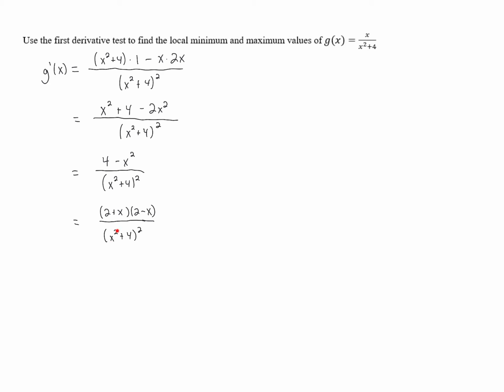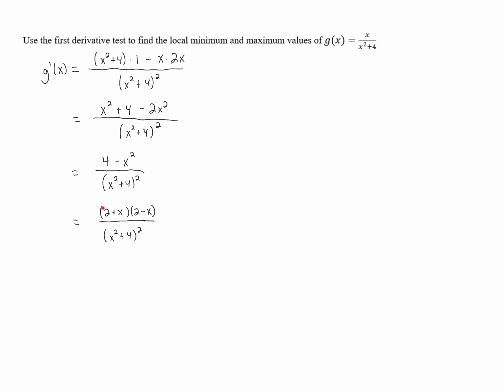X squared plus 4 is always positive. It's never equal to 0. So there are no real numbers that cause the denominator to be 0, which would cause it to be undefined. So we only have to check and see where the derivative is equal to 0. And the derivative is equal to 0 specifically when the numerator is equal to 0. And since it's already factored, that's really helpful.